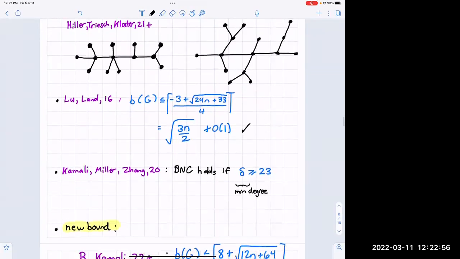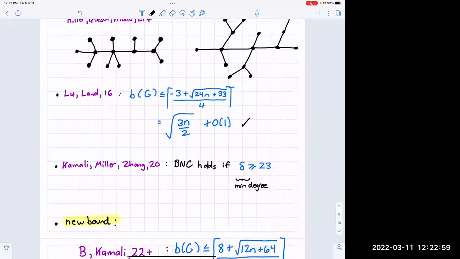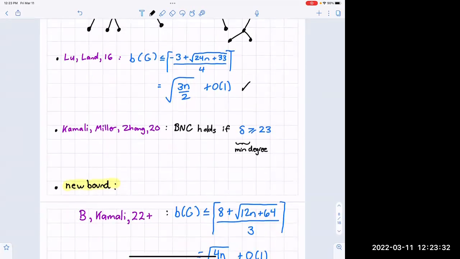An interesting result, not super long to prove actually, is that if you have minimum degree at least 23, then the BNC holds. So as long as your minimum degree is not too small, you have it. Of course, this doesn't include trees and many other families of graphs, so it's fairly restrictive. But it does suggest some relationship between the burning number and the min degree. It's always interesting to find connections with these very common existing statistics in graphs like the min degree. There does seem to be some sort of relationship there, and I'll talk about that near the end.